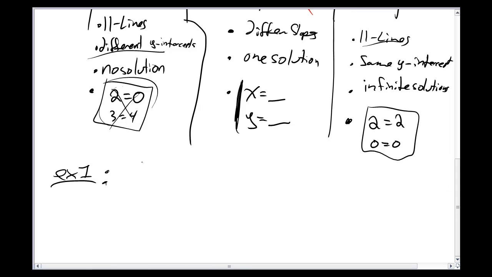All right, so let's talk about my first one. Here's what I've got. I've got negative 2x plus y equals 4.